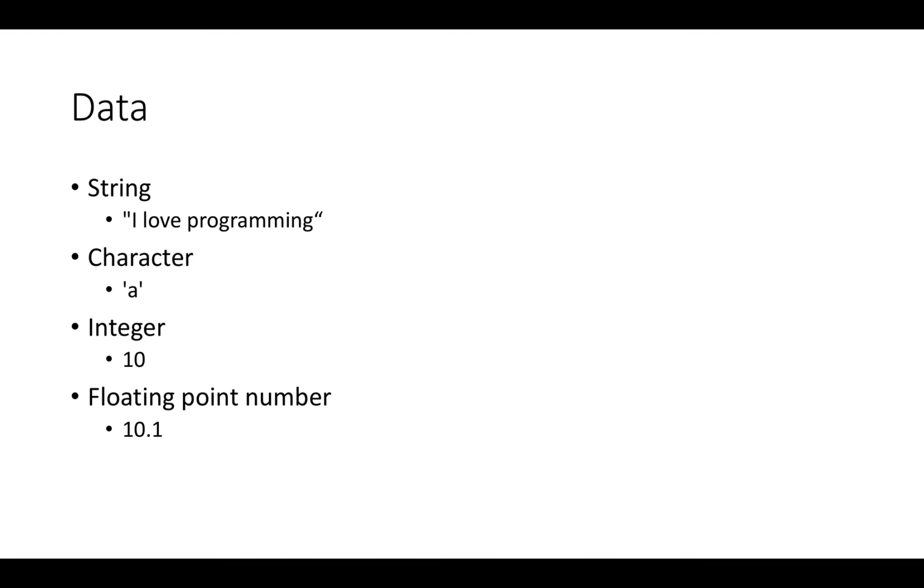So data. Data is one of the main components of this class. I think we're going to pretty much talk about 4 main types of data. There's strings, which are characters enclosed with double quotes. Everything inside that would be considered a string. There's also characters, which are single letters in single quotes. There's integers, which are basically whole numbers. And there's floating point numbers, numbers which have a decimal point.